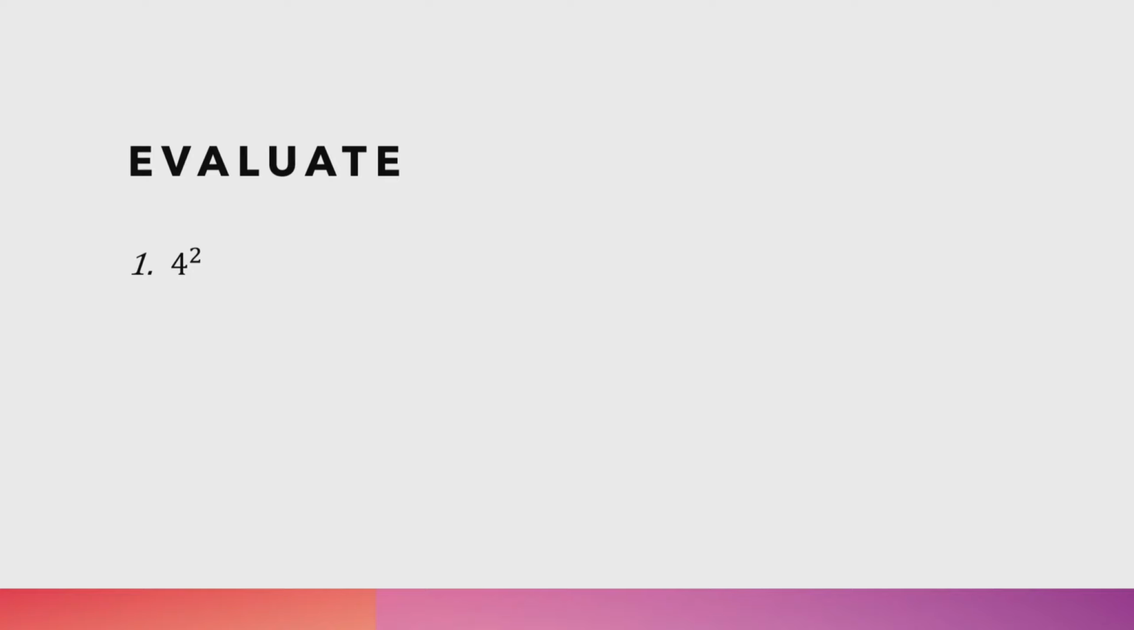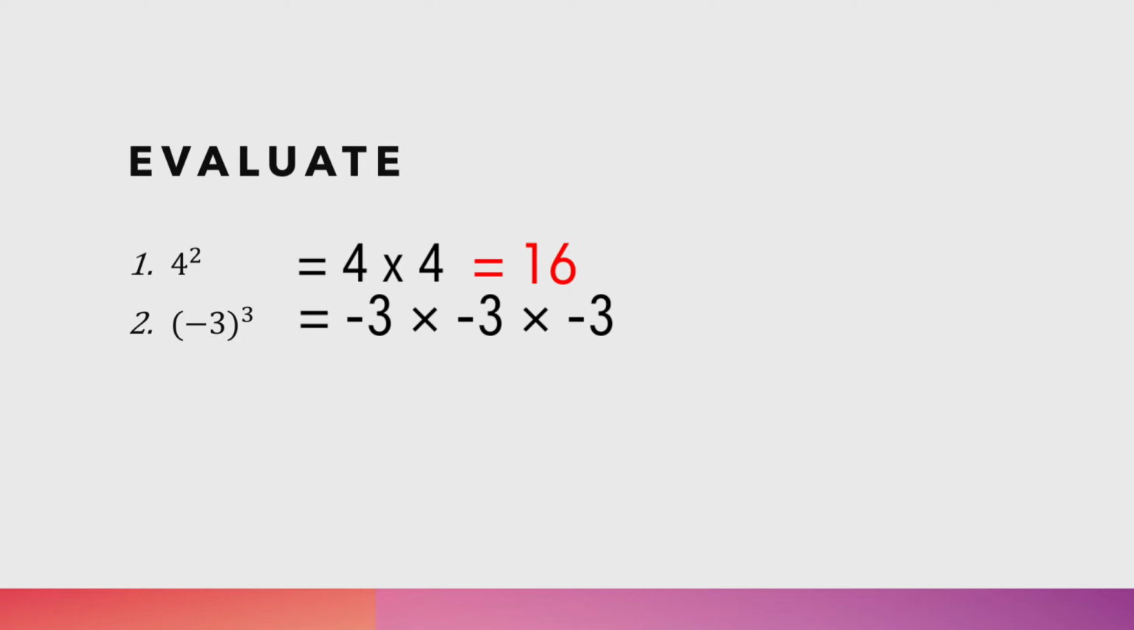Okay, so now let's try to evaluate some exponential notation. We have 4 squared, so we can expand this into 4 times 4, as we have factors of 4 used twice. So 4 squared is equal to 16. In example number 2, we have the quantity of negative 3 to the third power. So we can rewrite this as negative 3 times negative 3 times negative 3, which is equal to negative 27.